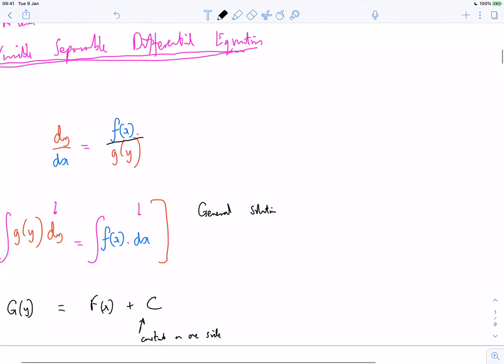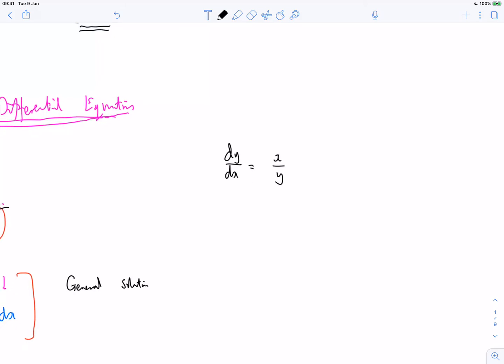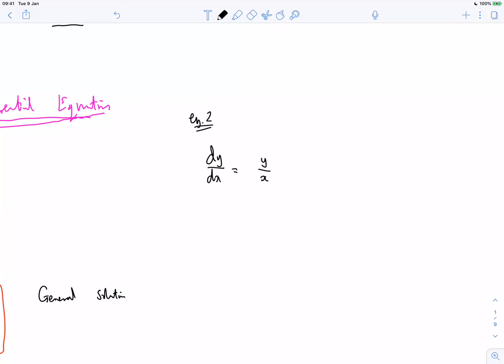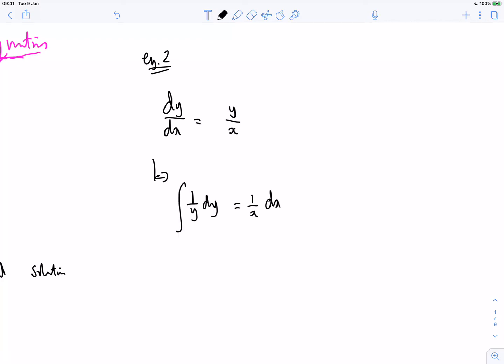As usual, I'm probably going to go through an example of this. So let's try a really easy one, like dy by dx equals, let's say, x over y. Actually, no, let's make it interesting. Let's have y over x. Okay, so example 2. Let's suppose I separate the variables, so I multiply by dx both sides to get y over x dx over here, and I divide by y to get 1 over y dy on this side. Then I integrate both sides, like so.